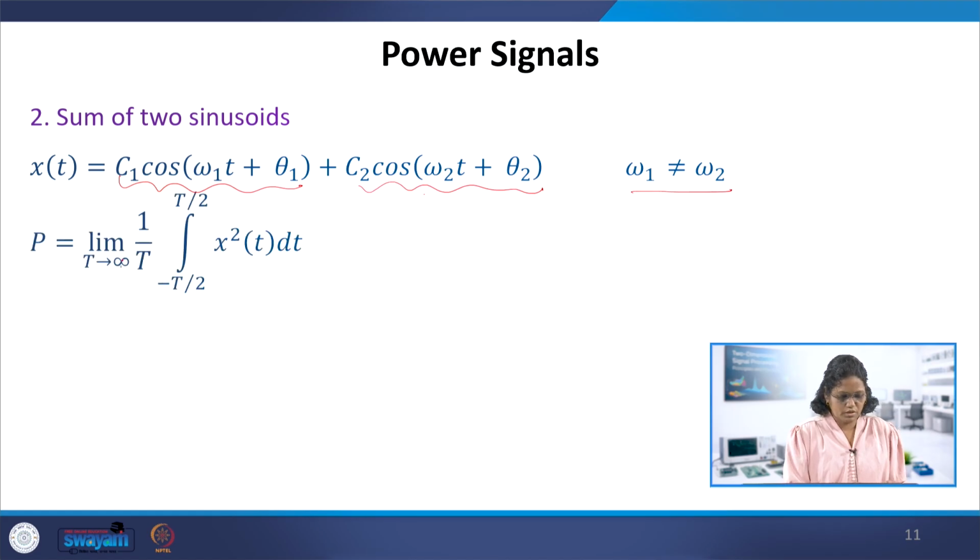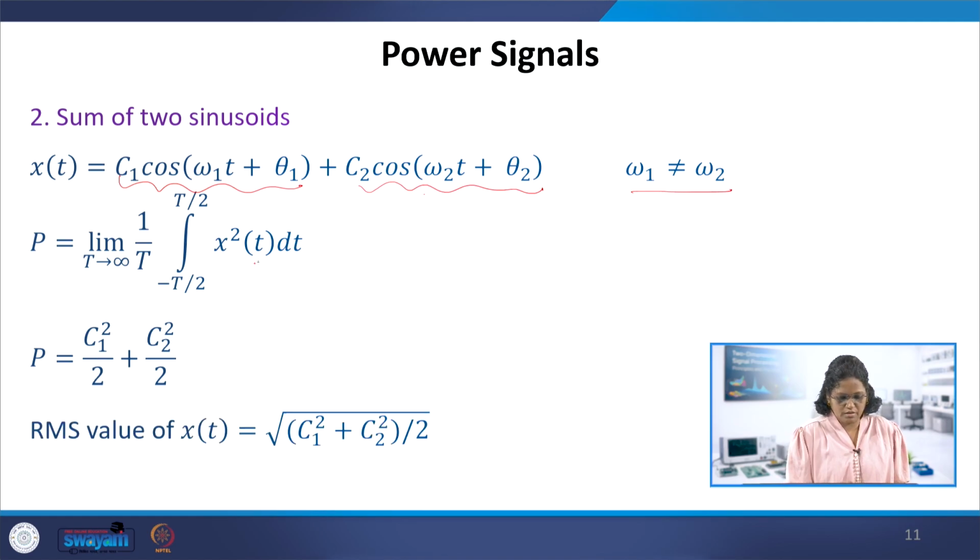So P is equal to limit 1/T, minus T by 2 to T by 2, that is, take one period of the signal and integrate it, x squared t dt. So this is going to result in the sequence. Actually, if we take this x squared t, the whole thing, we have to take C1 cos(omega 1 t plus theta 1) plus C2 cos(omega 2 t plus theta 2), the whole square, dt.